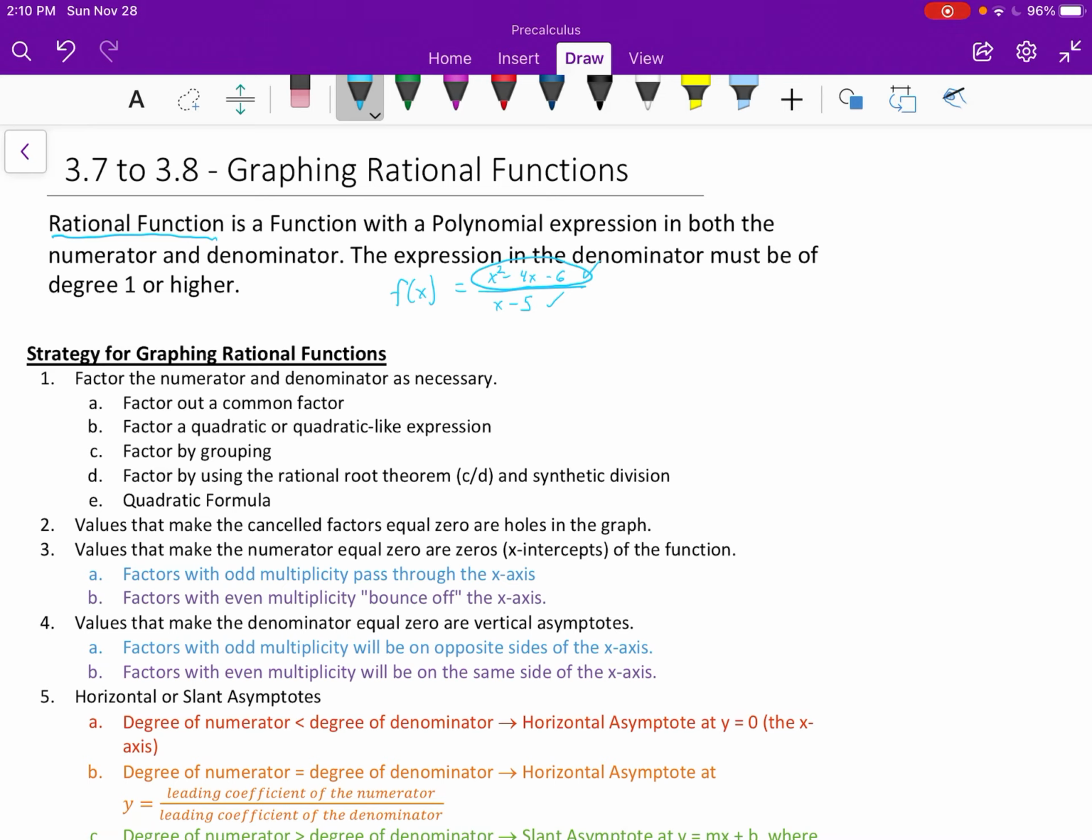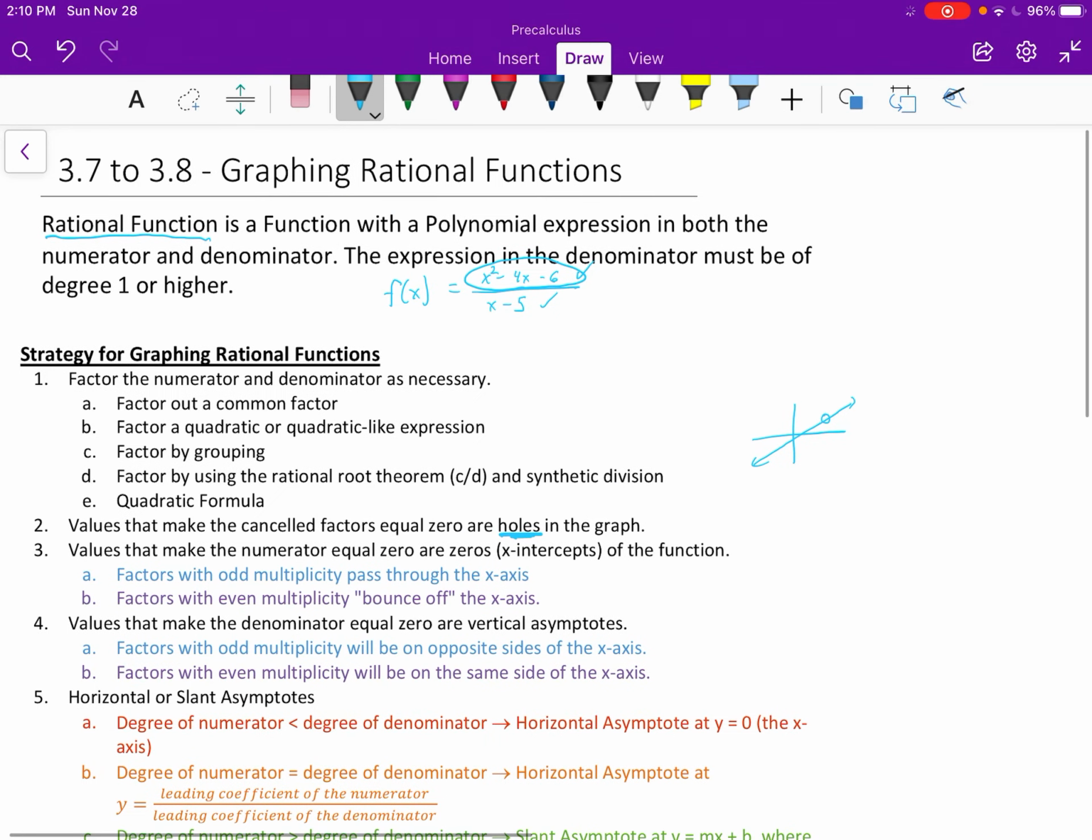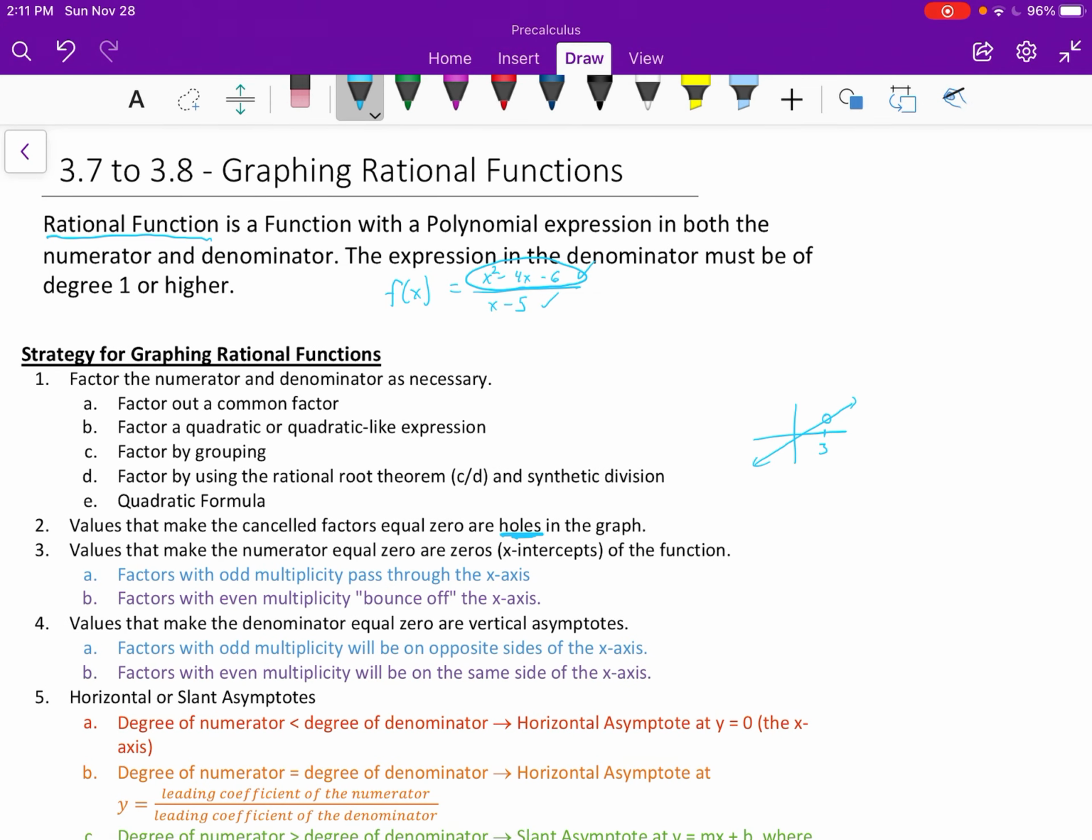Next, once it is factored, you could have holes in the graph, and we haven't seen that before, but what that is, like if we had a hole in a line, so here's a line, and if we had a hole there, that would just be a part of the domain is not there. So you're missing a part of the domain, like maybe if this was 3. So we'll take a look at that, but that's if you have canceled factors.